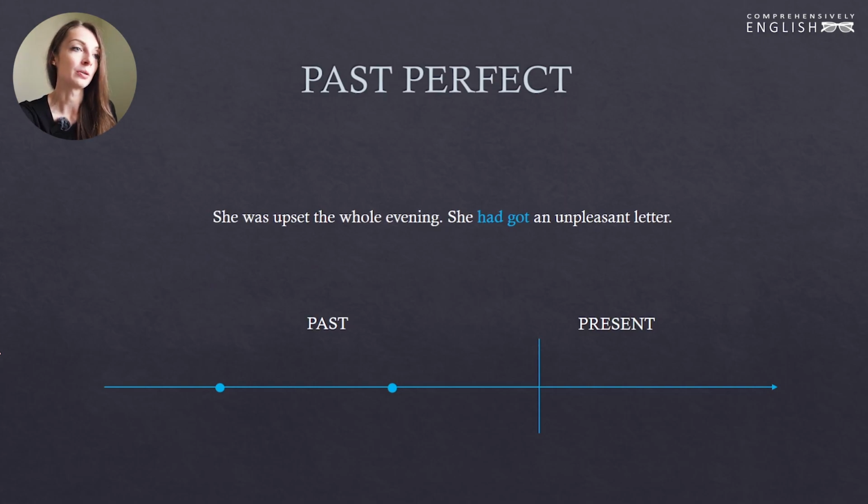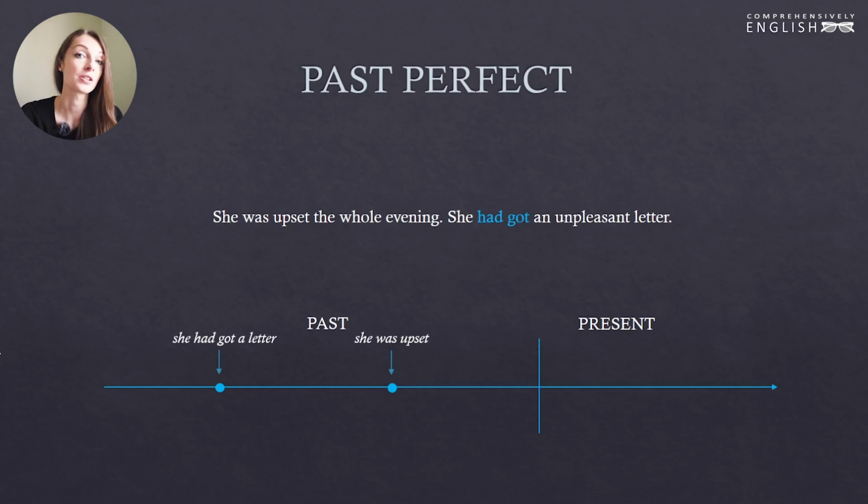She was upset the whole evening. She had got an unpleasant letter. So in the past, two things happened. She was upset and she had got a letter. She first had got a letter and then she became upset. So she had got a letter happened earlier in the past. We also can see a result in here, just the way we have a result with the present perfect tense in the present, we can have a result with the past perfect tense in the past. Why was she upset? Because she had got an unpleasant letter.